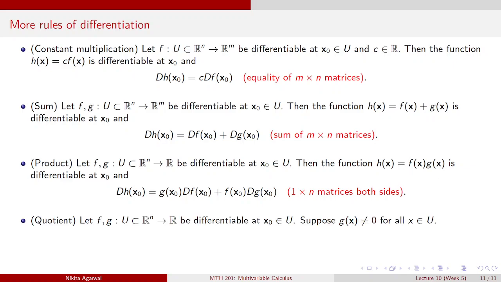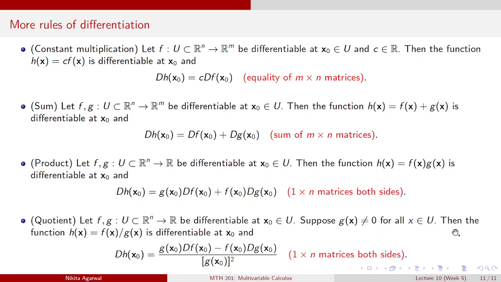Finally you have what is called the quotient rule. If you have two functions from R^n to R differentiable at x naught, and the second function, let's say g, is non-zero on all of the domain, then you can talk about f by g, because this number will make sense since g is never 0. This is differentiable at x naught and the derivative matrix is given by this.